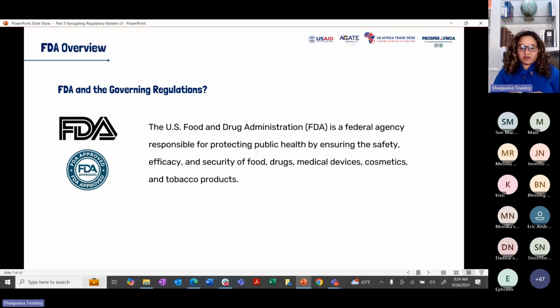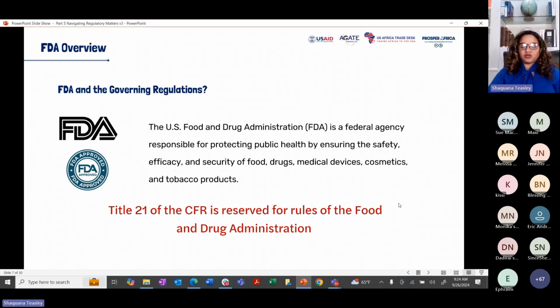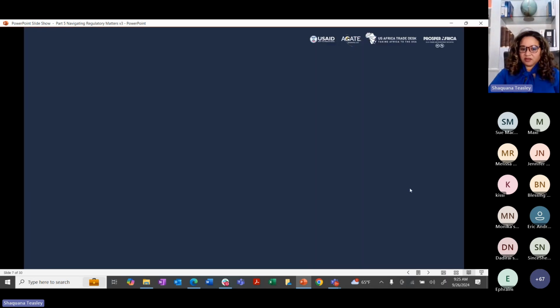If you fall within this criteria, then you want to know what regulations apply to you. Title 21 of the CFR is reserved strictly for the rules of food and drug. And remember, CFR is the Code of Federal Regulations. You have to know the acronyms because often people just speak to you that way, assuming that you understand what they're saying to you.